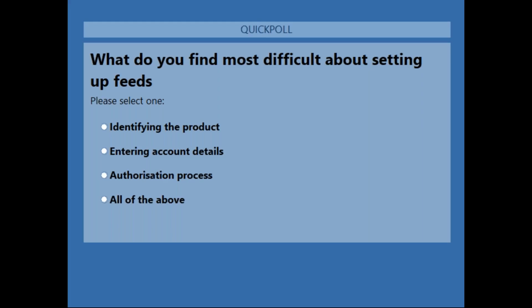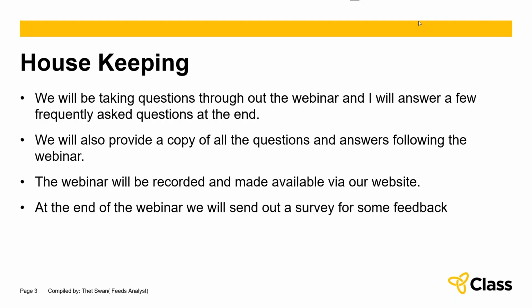Entering account details, where do you find those details? Is it easy or hard? Is that a process you find daunting when you're setting up? Authorization process, what do you need to do when you are setting up an authority for a feed, where to send it to? We have help available, but how easy or hard is it for you? Or is it all of the above? I'll leave it for another 10 seconds for you to have a think and put in your responses. Okay, thank you very much for that.